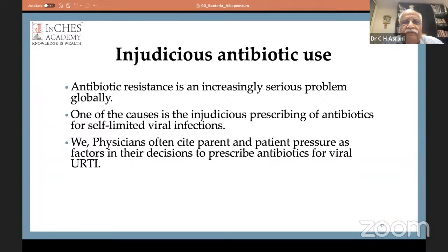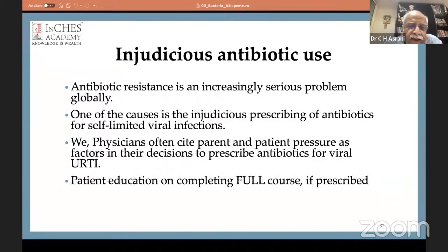We physicians often cite parent and patient pressure as factors in our decision to prescribe antibiotics for viral URTI. Doctor, please make him all right. He can't afford to miss school. Patient education on completing full course if prescribed. This we have to always target. Please do not stop midway because that itself can cause resistance. No antibiotics on their own. We should always keep harping.